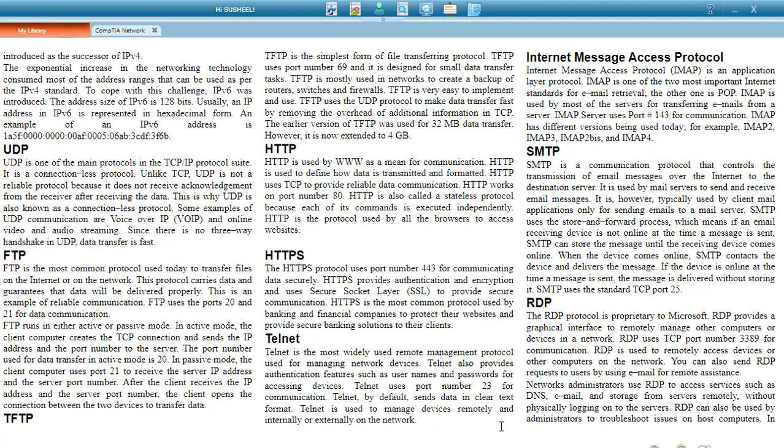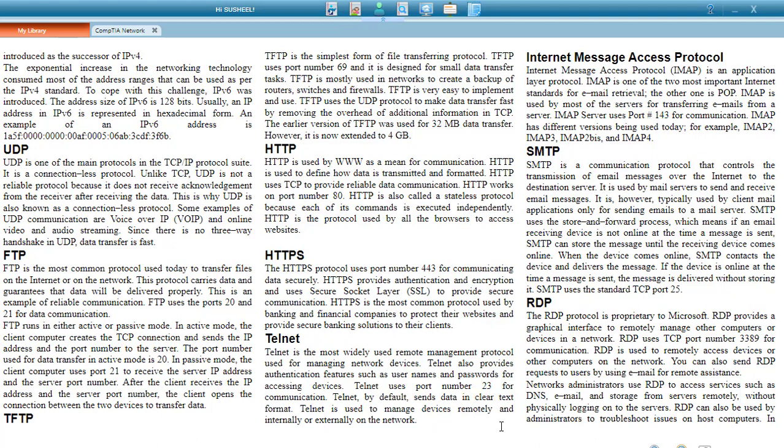HTTP. HTTP is used by www as a means for communication. HTTP is used to define how data is transmitted and formatted. HTTP uses TCP to provide reliable data communication. HTTP works on port number 80. HTTP is also called a stateless protocol because each of its commands is executed independently. HTTP is the protocol used by all the browsers to access websites.